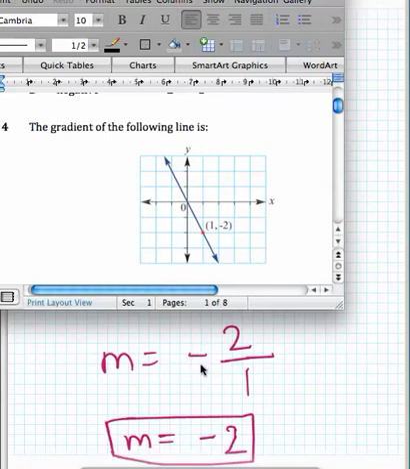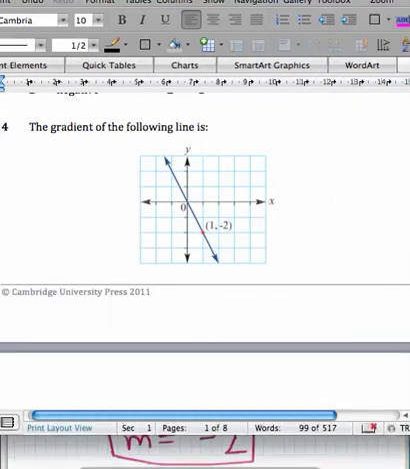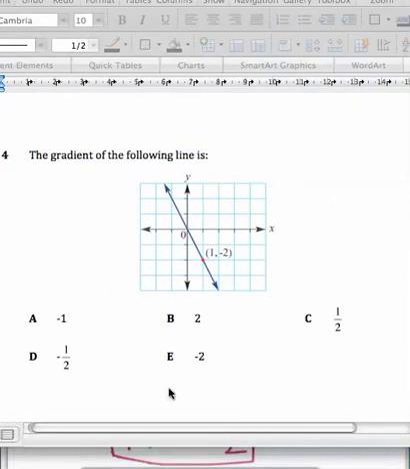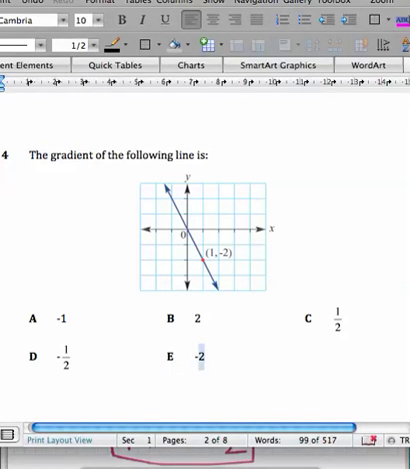So forget about any negatives and positives. Don't think, oh, it's negative 2 here, so we go negative 2 and negative 1. We know once we've taken care of our negative or positive gradient, we just go up 2 and across 1 units from one point to the other. So let's see if that's an answer. So it looks like it's E. The gradient is negative 2.